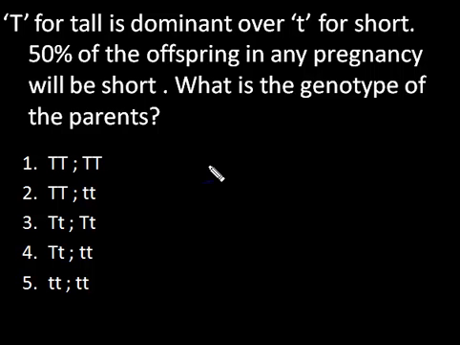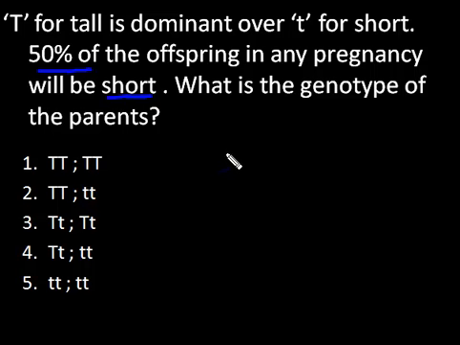Let's look at this question, which is a clinical problem about height. Uppercase T is for tall and is a dominant gene over lowercase t, which is short. It tells you that 50% of the offspring in any pregnancy will be short, and asks what is the genotype of the parents. So here you're working backwards: you're given the result and asked to find the genotype of the parents.